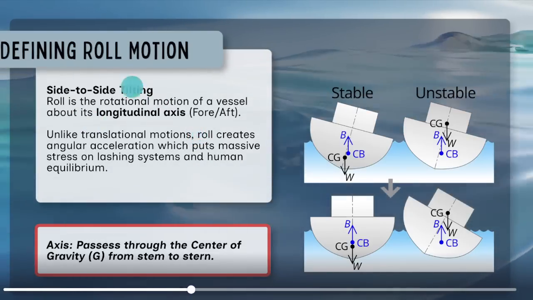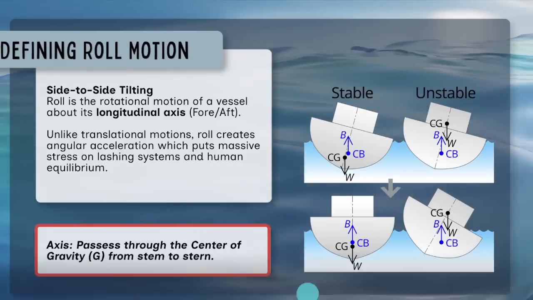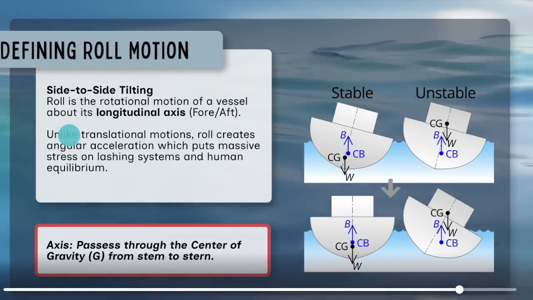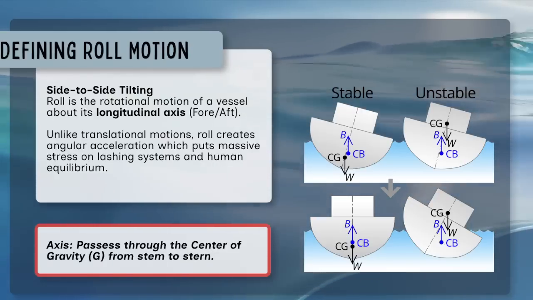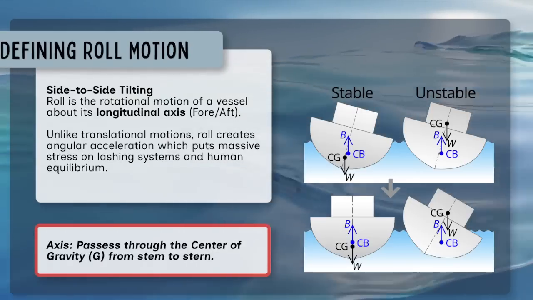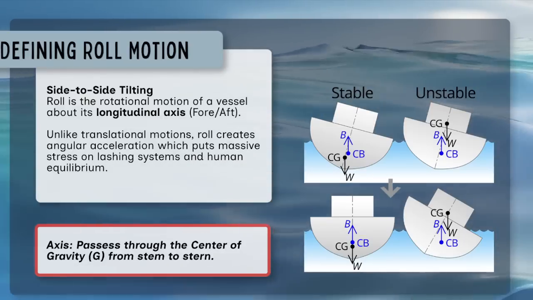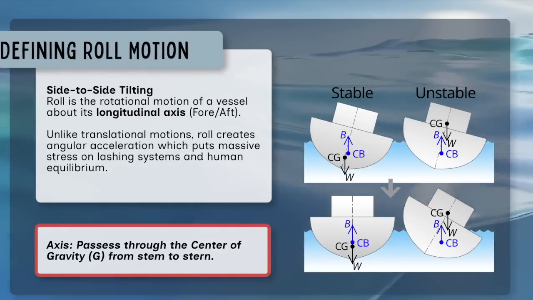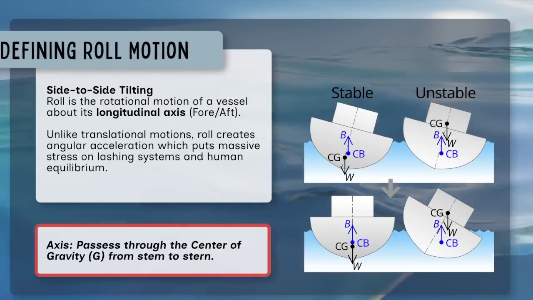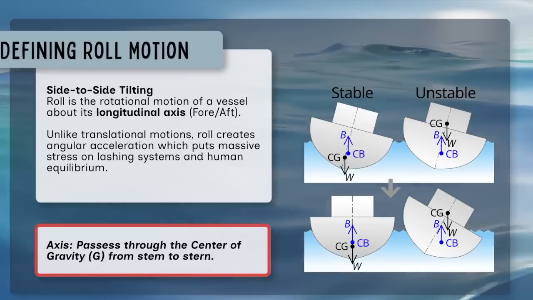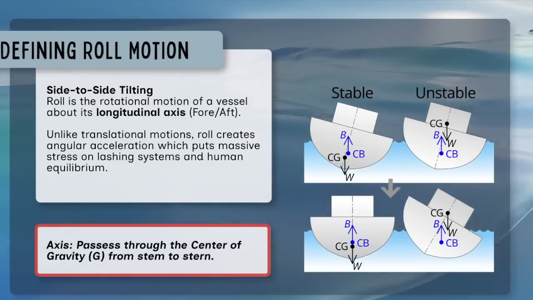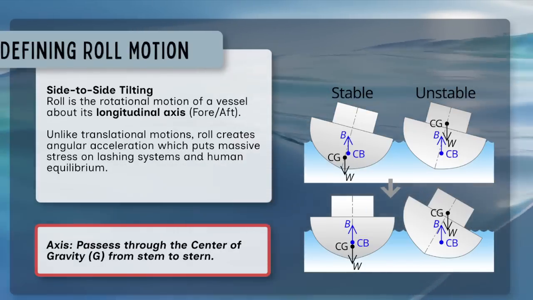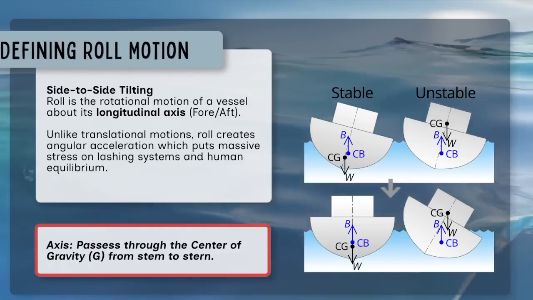So the roll is the rotational motion of the vessel about its longitudinal axis, the fore and aft axis. Unlike the translational motion, the roll creates angular acceleration, which puts massive stress on lashing systems and the human equilibrium.